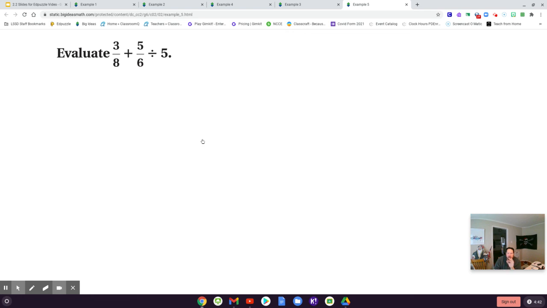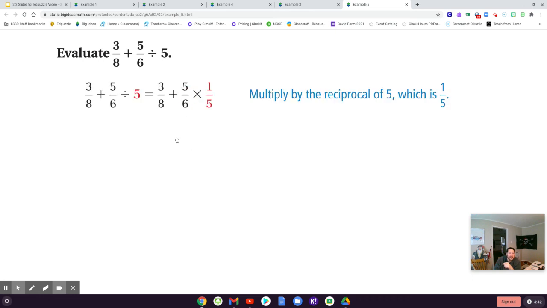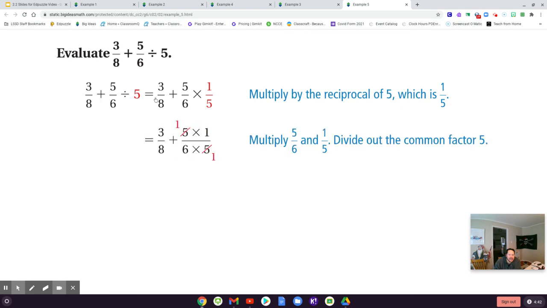So for this problem, I'm just going to walk through it real quick. You would first rewrite the 5 as 5/1. And then you're going to remember that when you're dividing by 5/1, that's the same as multiplying by the reciprocal, which is 1/5. You then have to multiply it and then keep this 3/8 first. So it's 3/8 plus, and then you multiply. You get 5/30, or you can just simplify it right away by cross-canceling to 1/6. And then it becomes an addition problem.